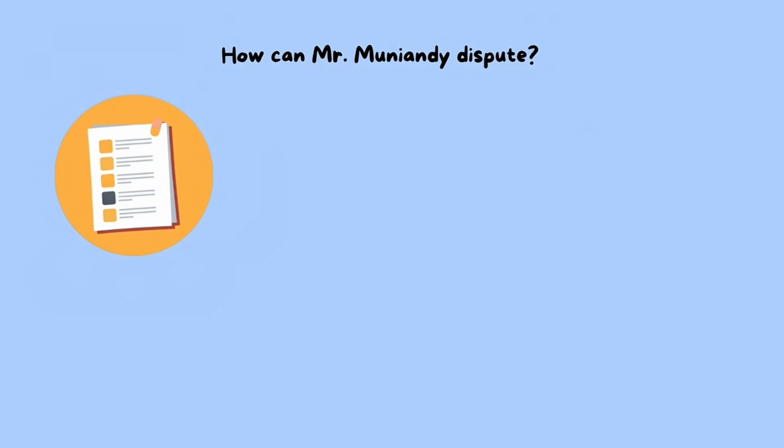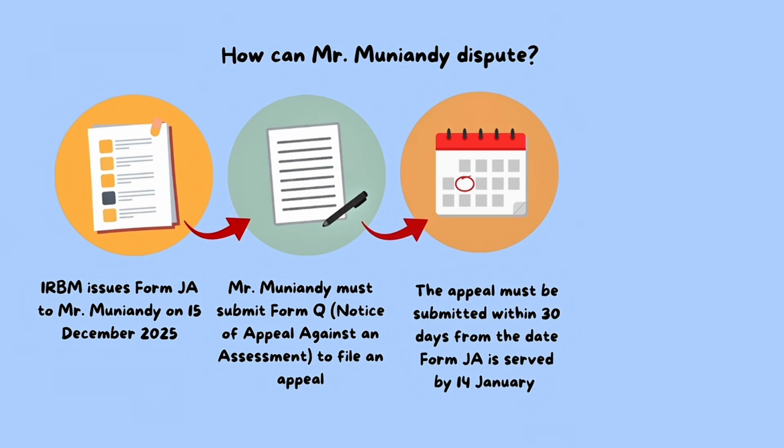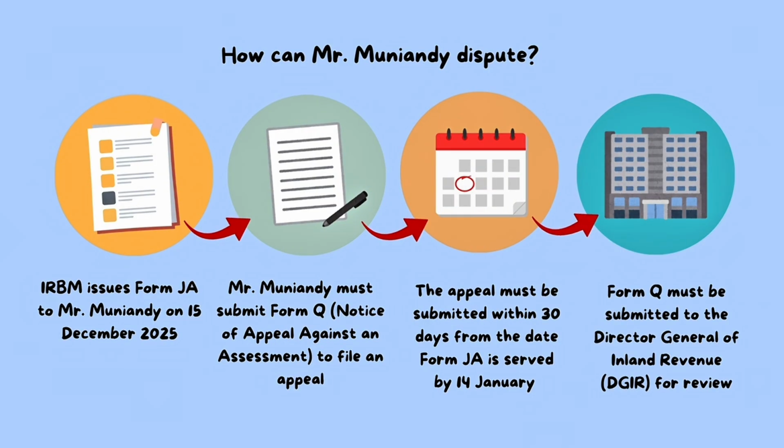How can Mr. Muniandi dispute? IRBM issues Form JA to Mr. Muniandi on 15 December 2025. Mr. Muniandi must submit Form Q, Notice of Appeal against an assessment, to file an appeal. The appeal must be submitted within 30 days from the date Form JA is served, by 14 January. Form Q must be submitted to the Director General of Inland Revenue, DGIR, for review.